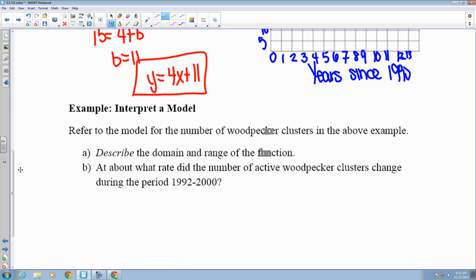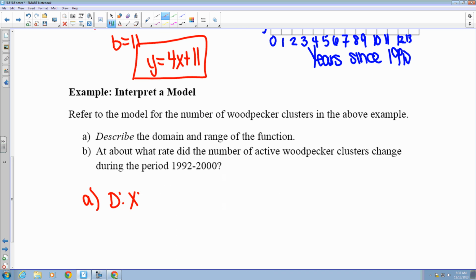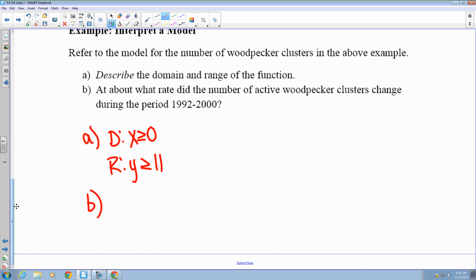Okay, so from that equation, let's describe the domain and range. So let's just find those. Domain is the x values, and in this case, we start at 0, and our x values get bigger. And our range is our y values, and they start at 11 and only get bigger, so greater than or equal to 11. B, at about what rate did the number of active woodpecker clusters change? That would be the slope, and our slope is 4, so that's 4 clusters per year. And that's all we need to do on section 5.6 on scatterplots.